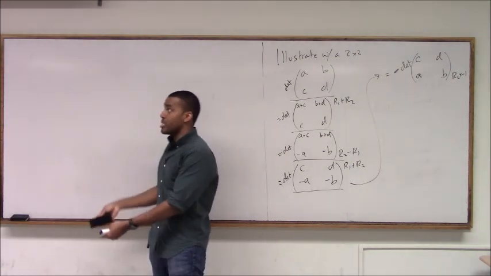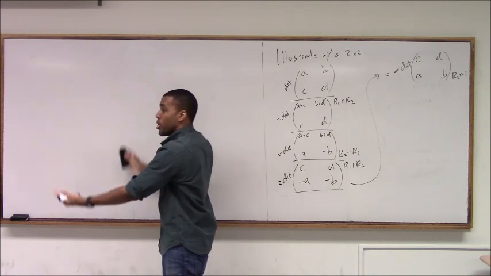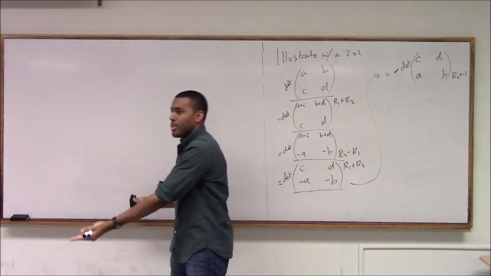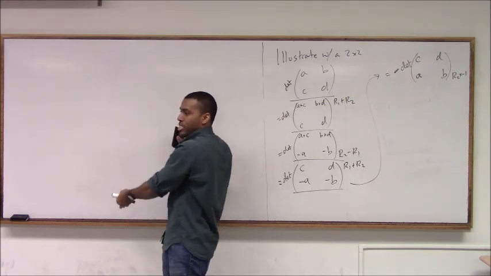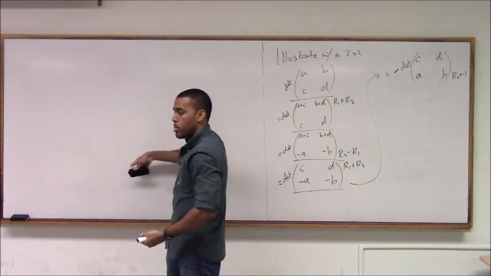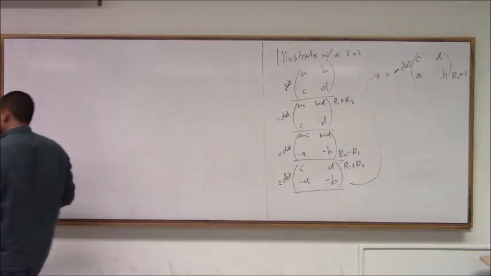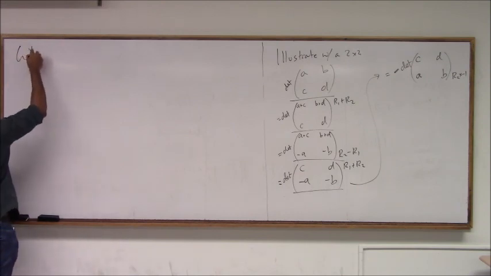So the idea is, given a matrix that's not in a nice form, do a bunch of row operations to get it into a nice form. Find the determinant of that, but keep track of your row operations, and then you can figure out the determinant of the original by knowing the determinant of the end matrix. So that's why we're here.